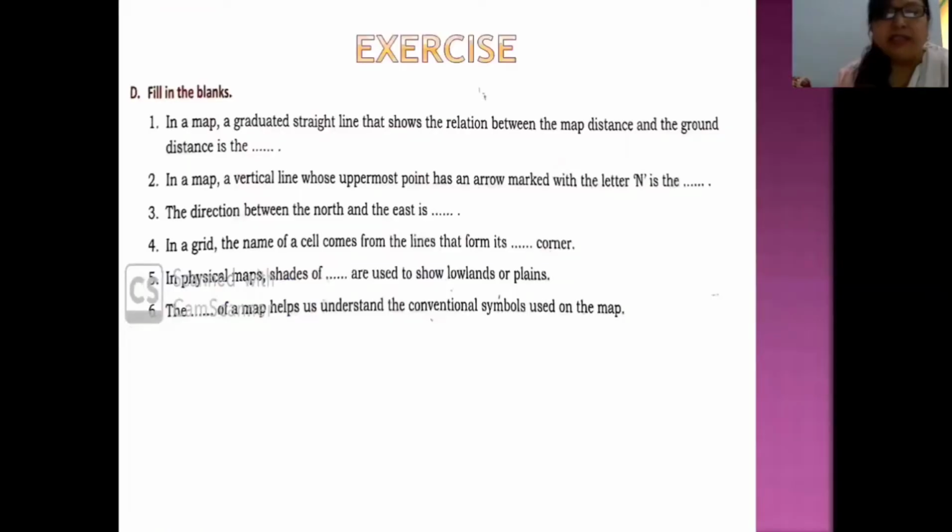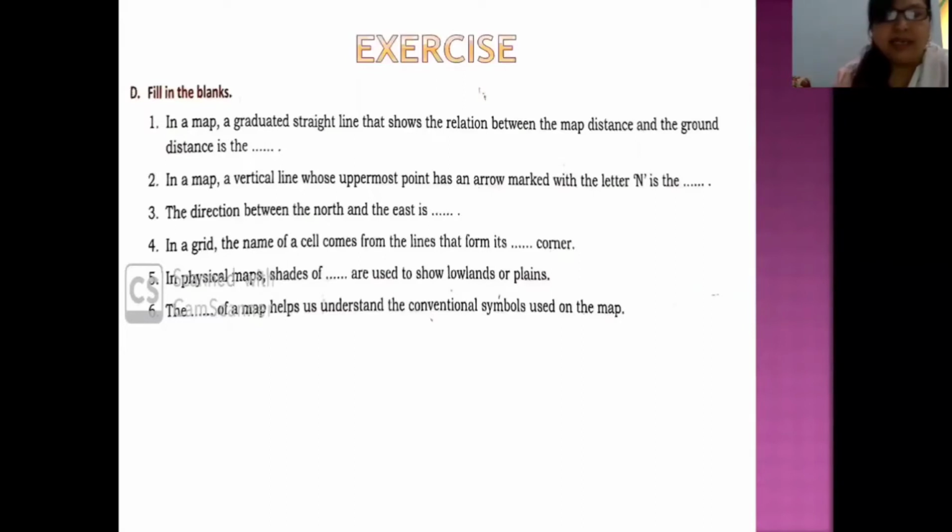Fill in the blanks, next exercise. And the first blank is, in a map, the graduated straight line that shows the relation between the map distance and the ground distance, what do we call it? We call it scale. The answer is scale.